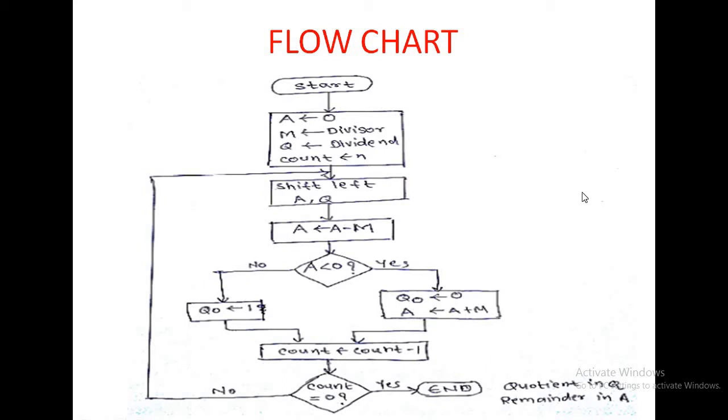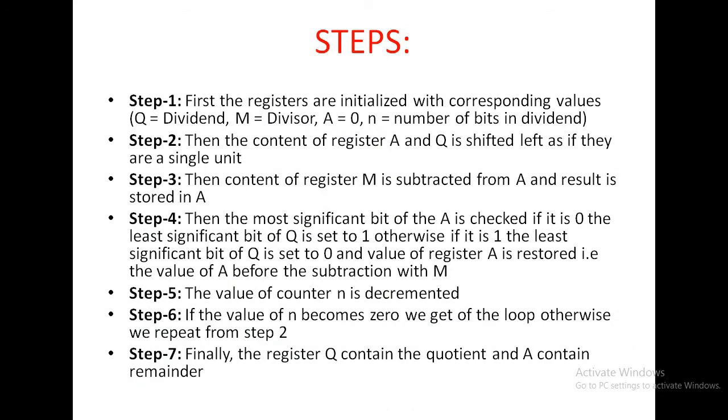So we will clearly understand this topic with the help of one small example. So let us start the example. These are the different steps that I have already told you. First, the registers are initialized with the corresponding values. Q means dividend, M means divisor, A is equal to 0, N is equal to the number of bits in the dividend. Okay.